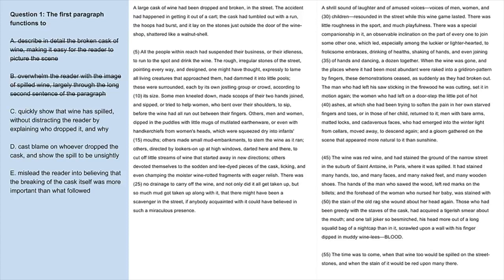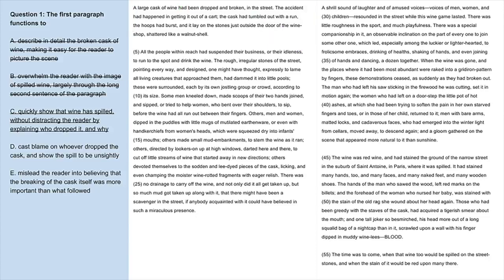C. Quickly show that the wine has spilled without distracting the reader by explaining who dropped it and why. Notice that passive verbs are used here. The cask of wine had been dropped, not somebody in particular dropped it. It had tumbled out, not somebody knocked it out. The description is brief, and the focus is on the fact that it's there, not on whose fault it is that it's there. So C is a good answer. We see quickly that the wine has been spilled, and we're not distracted by any reasons for it.